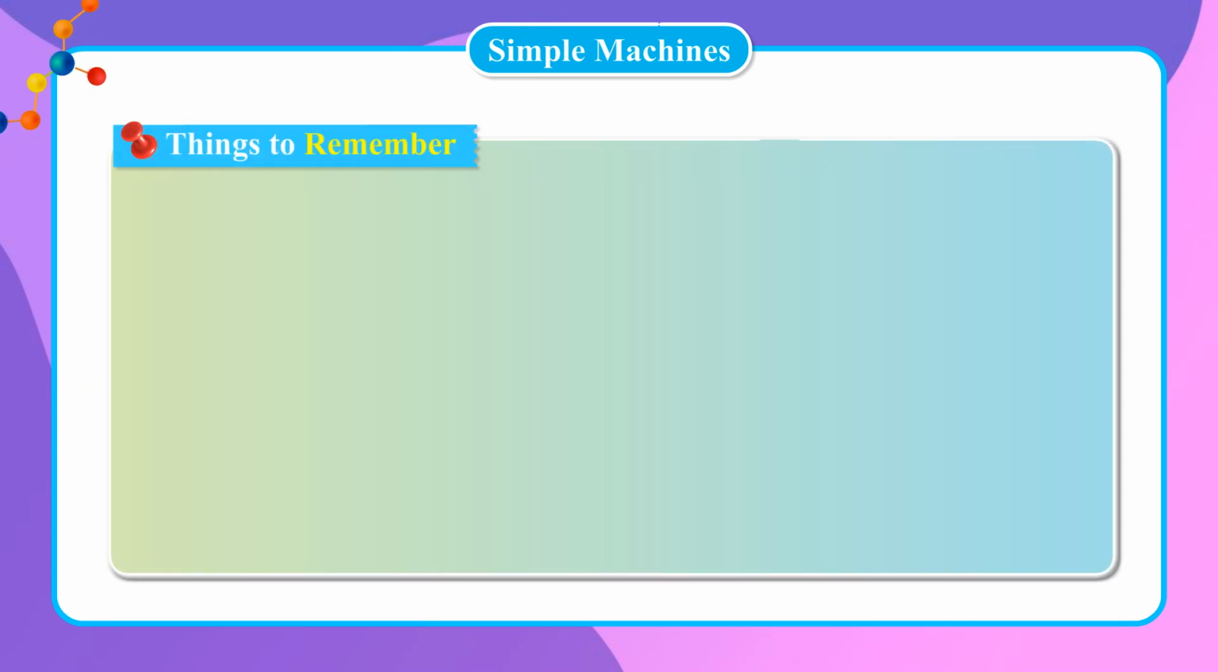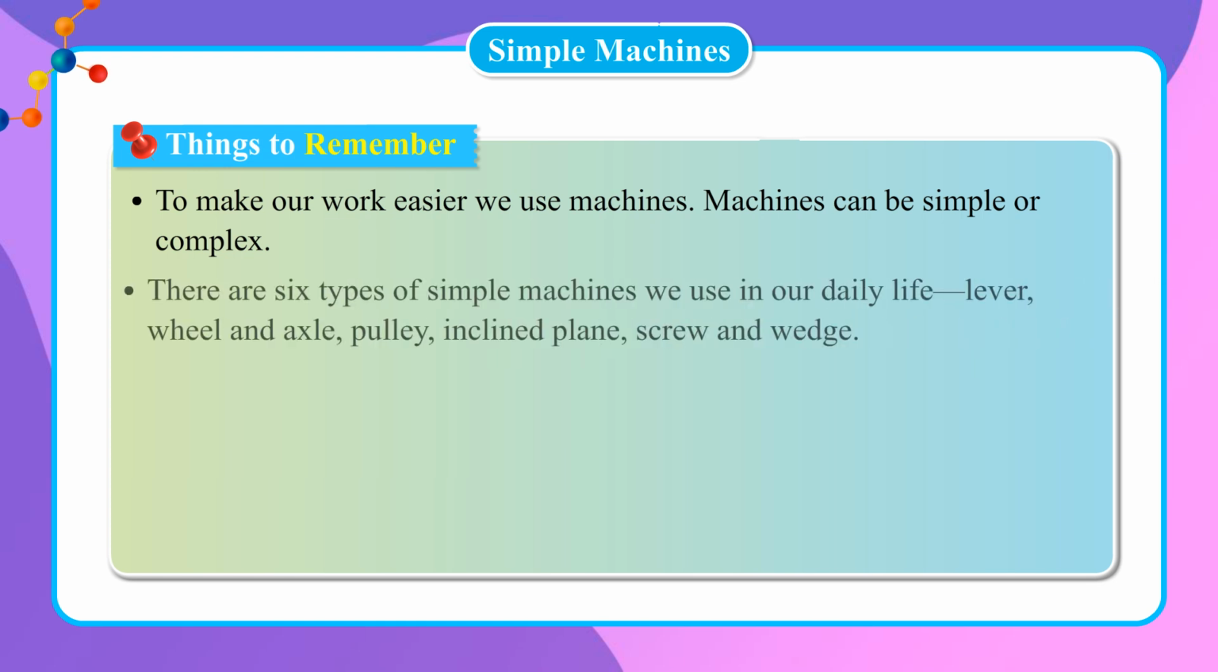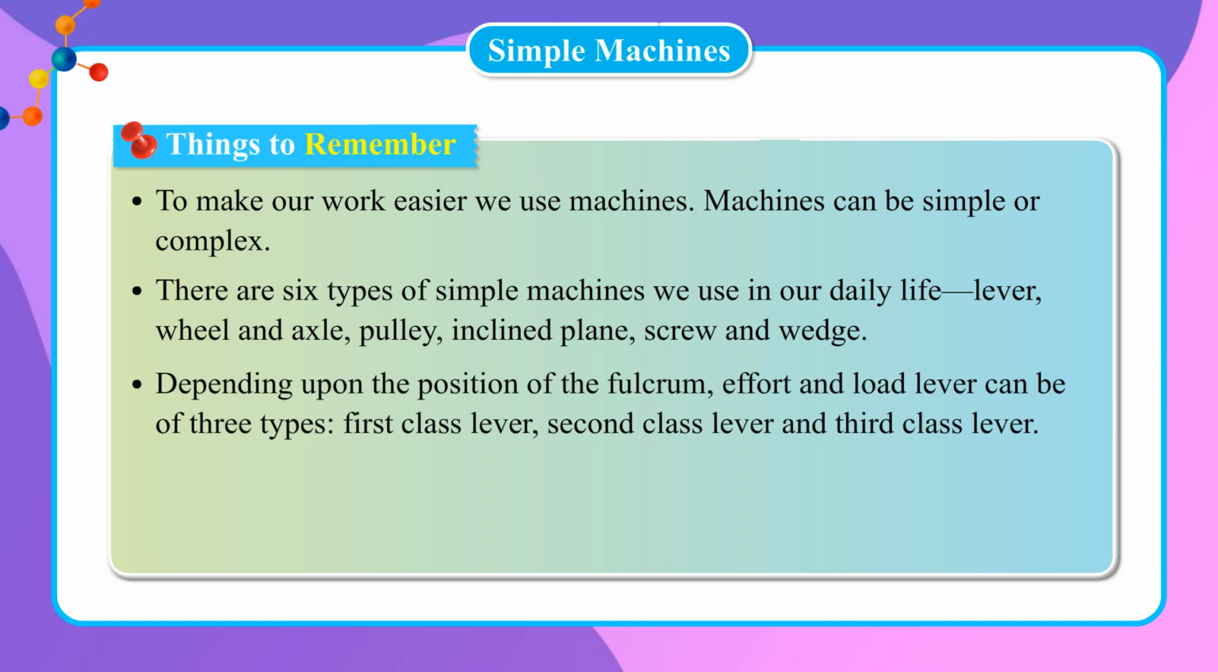Things to remember. To make our work easier, we use machines. Machines can be simple or complex. There are 6 types of simple machines we use in our daily life: lever, wheel and axle, pulley, inclined plane, screw and wedge. Depending upon the position of the fulcrum, effort and load, lever can be of 3 types: first class lever, second class lever and third class lever. Pulley can be fixed or movable.